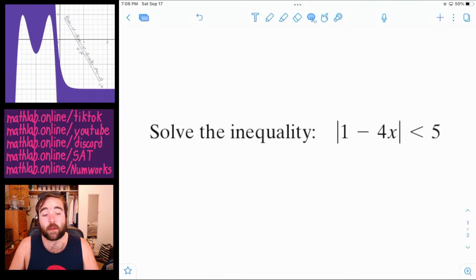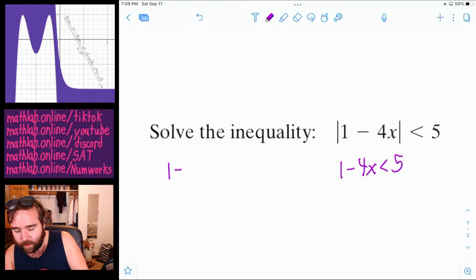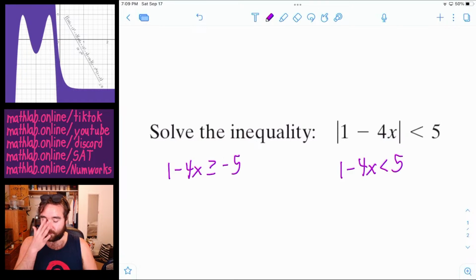So here we got another inequality that is absolute value of 1 minus 4x is less than 5. So just like before, the first thing we got to do is split it up into its two different equations. That 1 minus 4x is less than positive 5, or 1 minus 4x is greater than or equal to negative 5. And then we can just solve both of those out.